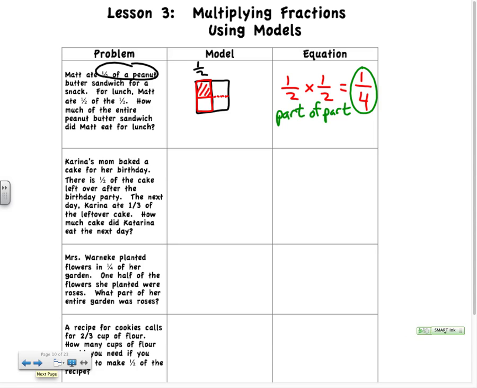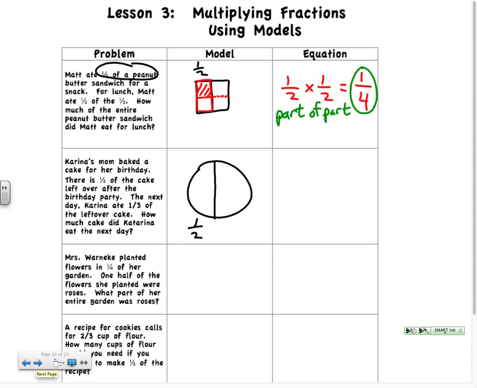Let's look at the next problem. Karina's mom baked a cake for her birthday. There's half the cake left over after the party. So if I had a whole cake, this time it's going to be round, I would have half left. So let's say I have this half left, the other side is gone.